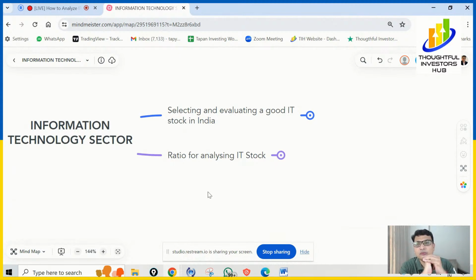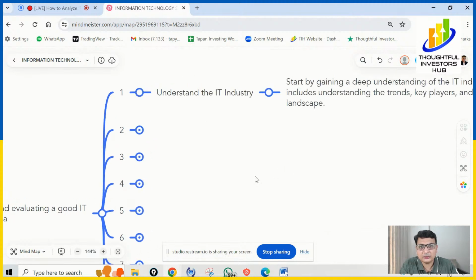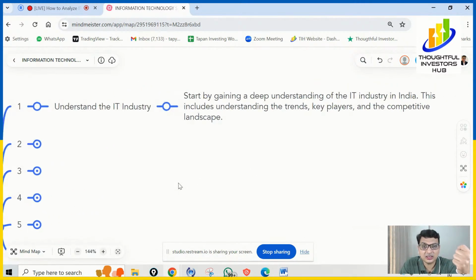So now what we'll do, we'll evaluate the information technology sector again. Before you select any good IT stock, what are the parameters to be checked? That is what I'm going to show you. The first is understanding the IT sector in detail: the trends, key players, competitive landscape, and everything. Any sector you invest in, understand that sector first.